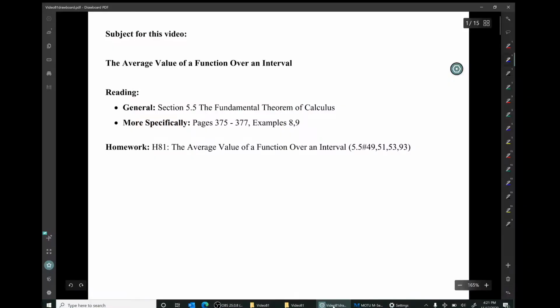Hi, I'm Mark Barsamian. In this video, we'll finish our discussion of section 5.5, actually finish our discussion of chapter 5, with a discussion of what's called the average value of a function over an interval. This material is from section 5, of course, the fundamental theorem of calculus. It's from the end of that section, pages 375 to 377. Two examples are related to what we're doing in this video. The corresponding homework is this set of 4 exercises from section 5.5.